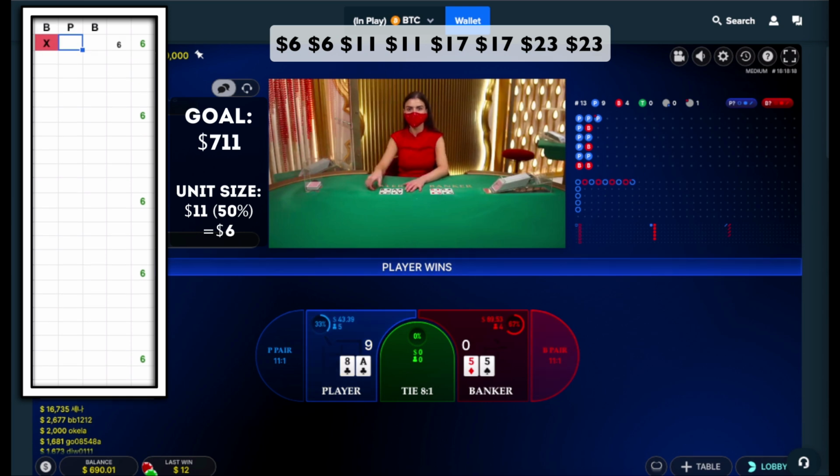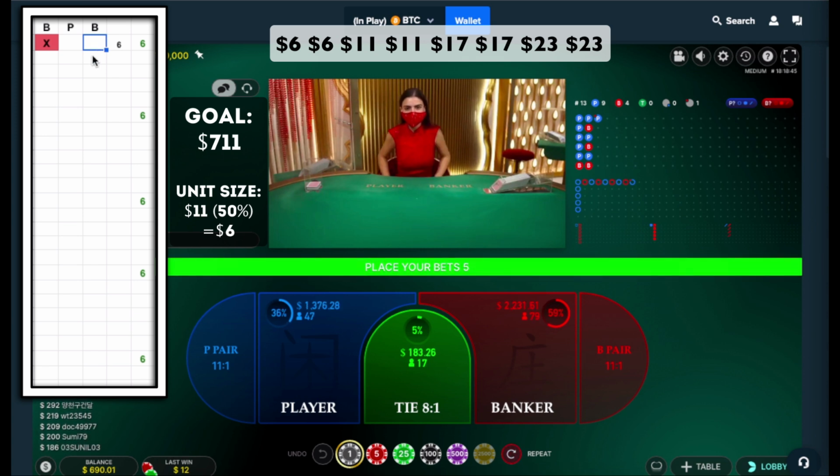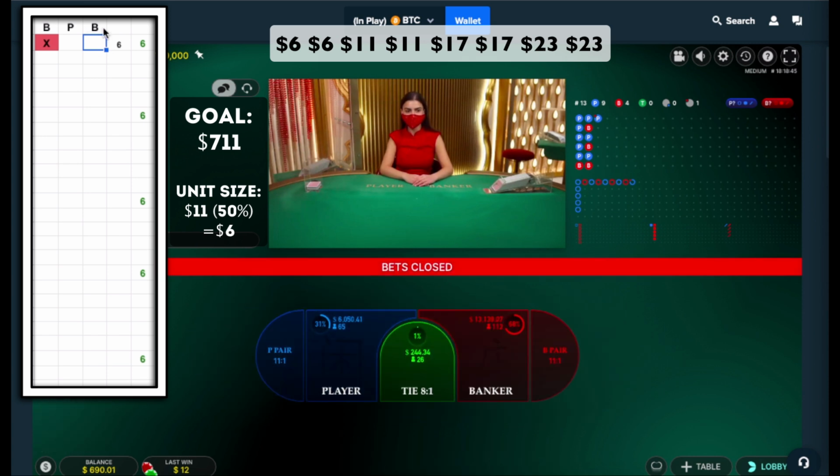So we get an X. Now we know that we'll be betting for the check mark after this free hand. So how do we get the check mark? We will be betting for the banker. If you take a look up here, B for banker, and we want this to be a check mark. So after this free hand, we will place our next bet.